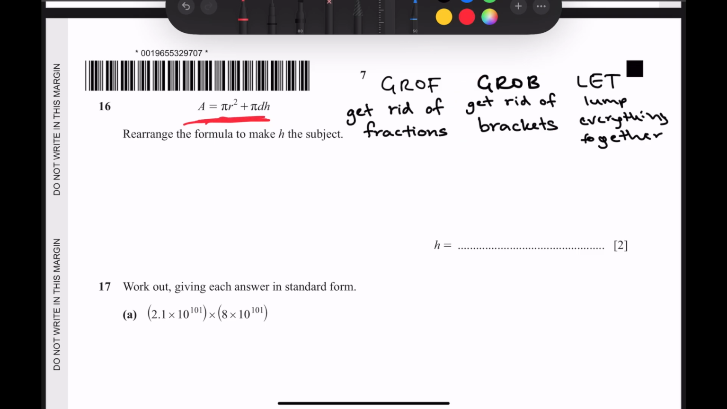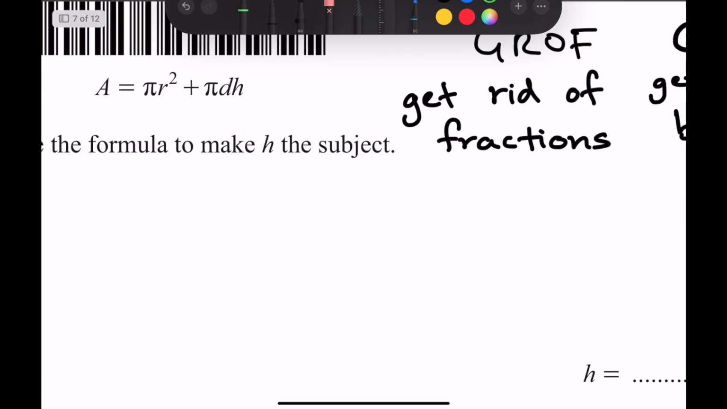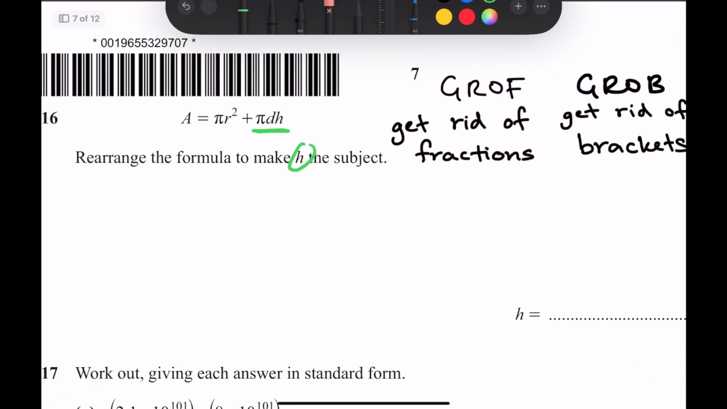Now the third part is Let, lump everything together. This means that we put all the terms that do not have the variable that we want on the other side. So in this case, if the desired variable is h, this term has h and only this term, which means that we move all other terms to the other side.